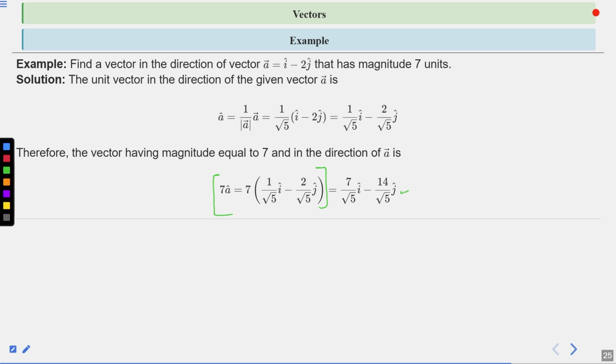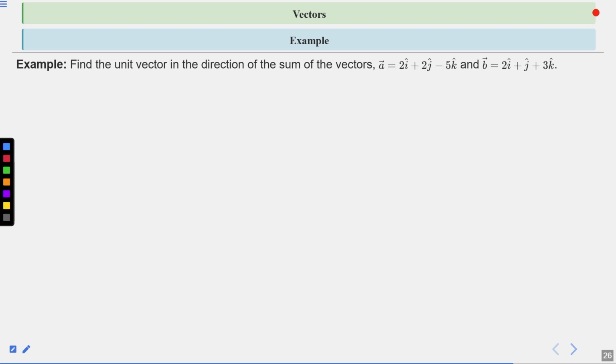Next question. Solve this question. Find the unit vector in the direction of the sum of the vectors a = 2i cap + 2j cap minus 5k cap, and b = 2i cap + j cap + 3k cap. So please solve this question.